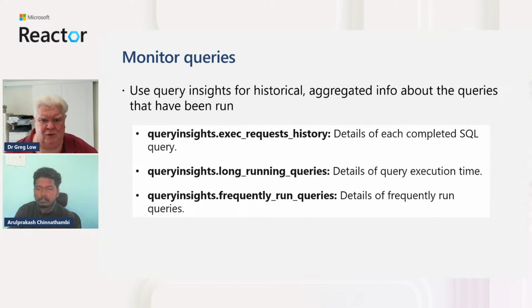And so for historical queries, there's a query insights feature that gives you historical aggregated info about queries that have been run. And so rather than sys dot something, these are sitting in query insights exec requests history. So that's details of each completed SQL query. We've got long running queries, so things that have taken long query times to execute, and frequently run queries, details of queries that are just run all the time.